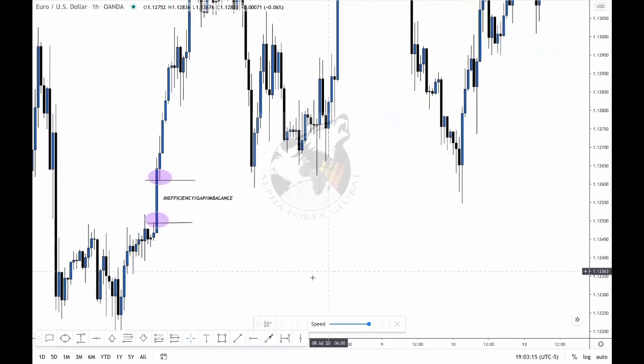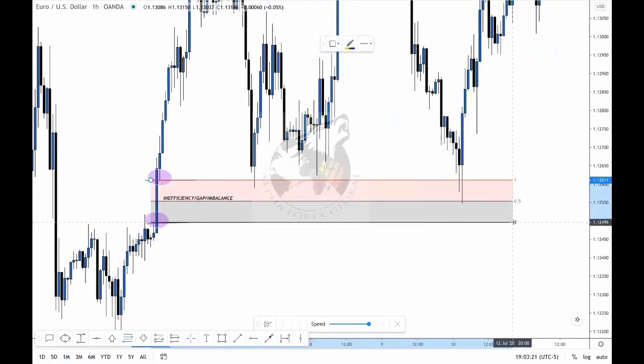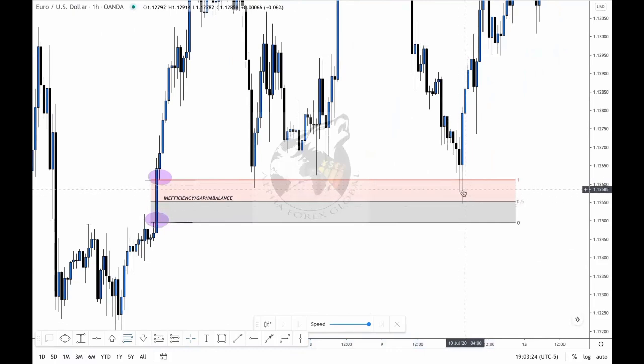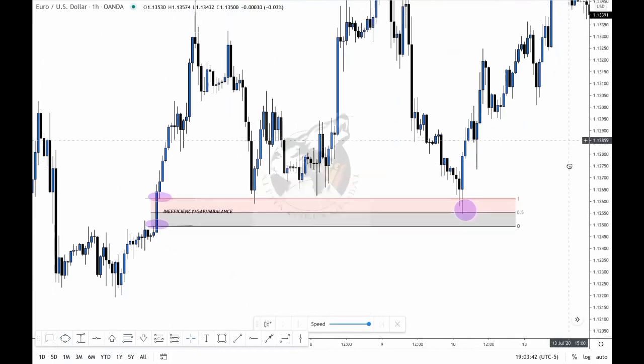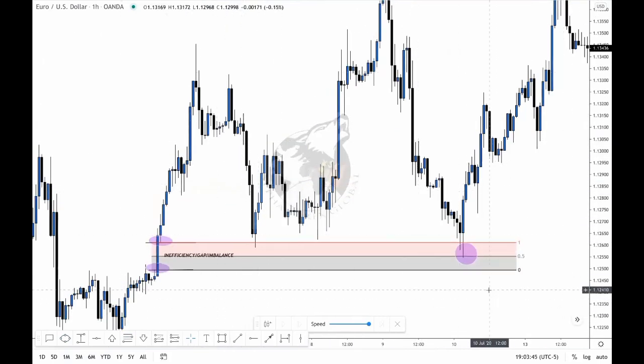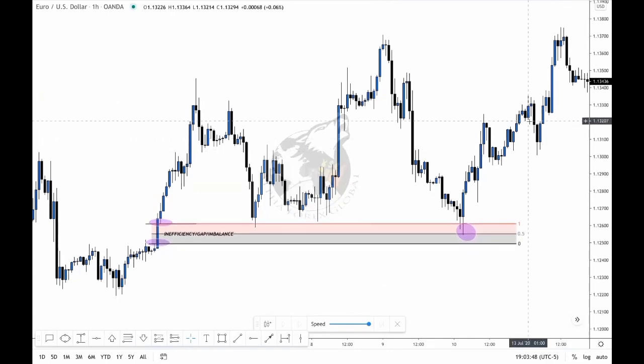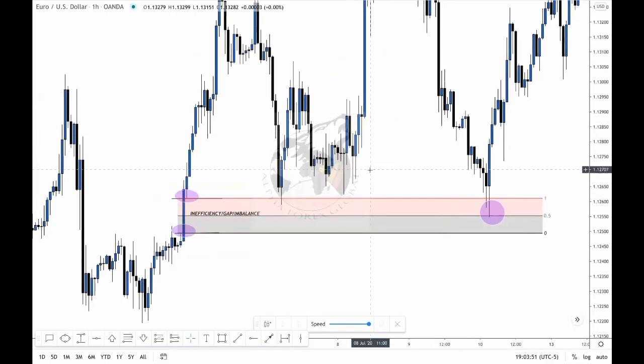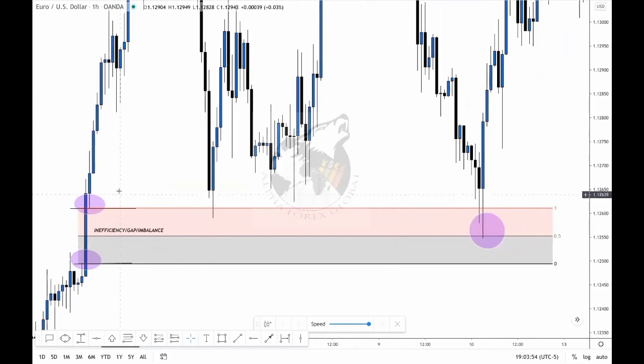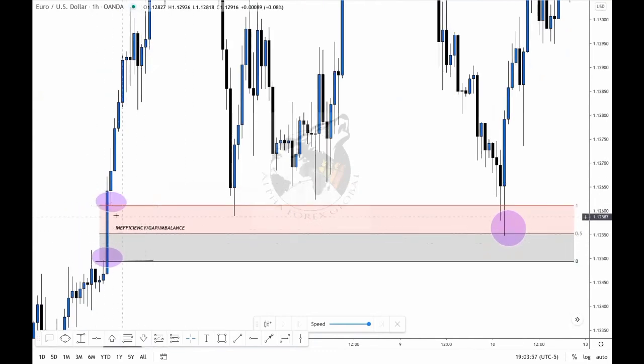If I pull my 50% tool on this inefficient area, notice the market came back to 50% right here and mitigates. So you can use inefficiency as an entry technique, or you can just use it as a point of interest. And just like with other blocks, you need to be following the trend also, so more continuation than reversals. As I said before, these gaps need to be filled when you see them in the market.